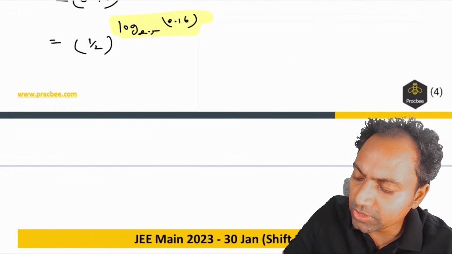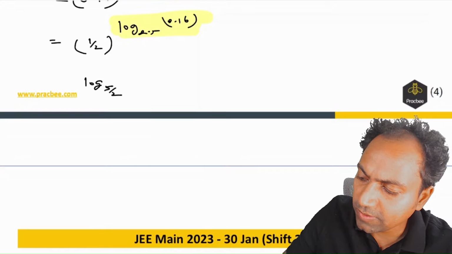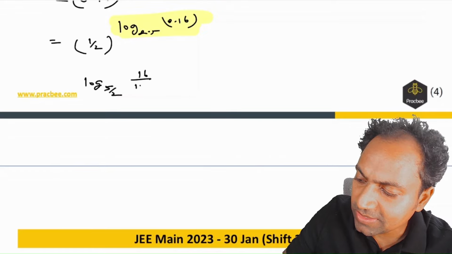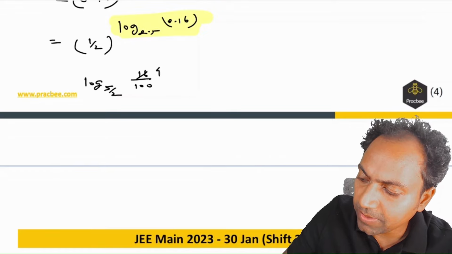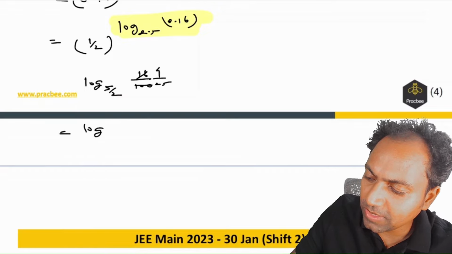So if I look into this part, what you can say is 2.5 can be written as 5 by 2, and 0.16 can be written as 16 by 100. If I divide by 4, it is 4 by 25. So you can see that this becomes log of 2 by 5 whole square. This is 5 by 2.